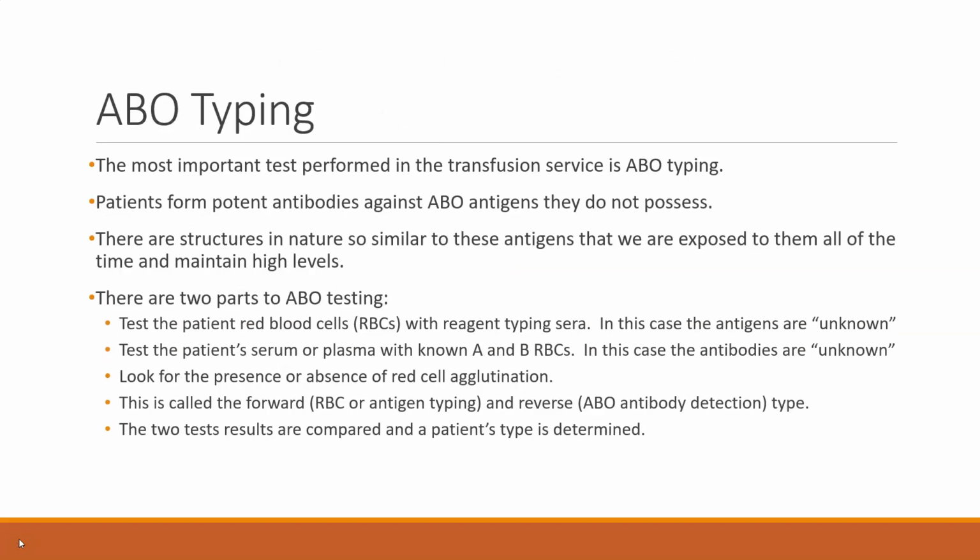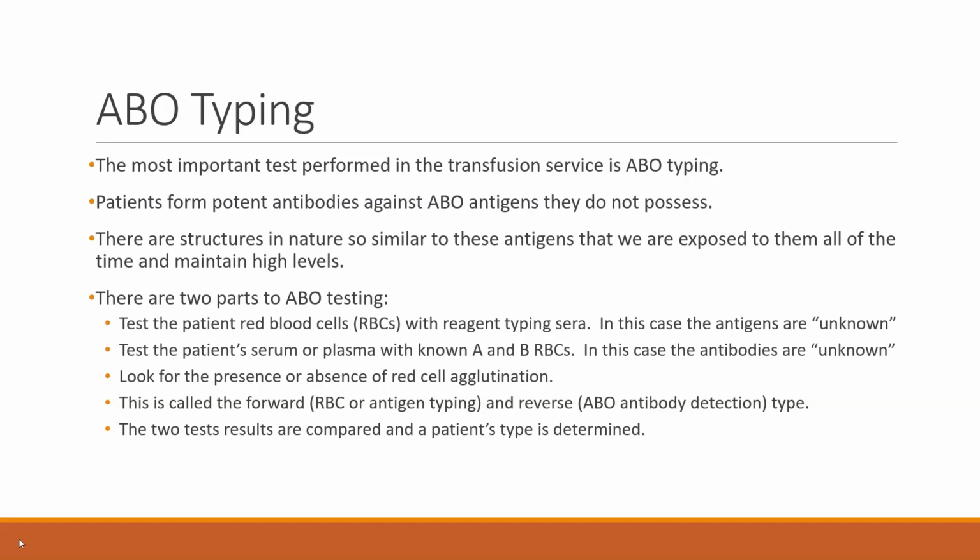ABO typing is the most important test performed in the transfusion service. Patients form potent antibodies against ABO antigens they do not possess. There are structures in nature that are so similar to these blood group antigens that we're exposed to them all the time, and we maintain high levels of ABO antibodies to the ABO antigens we do not possess. There are two parts to the ABO testing. Test the patient's red cells with reagent typing sera. In this case, the antigens are unknown, so we test with anti-A and anti-B.